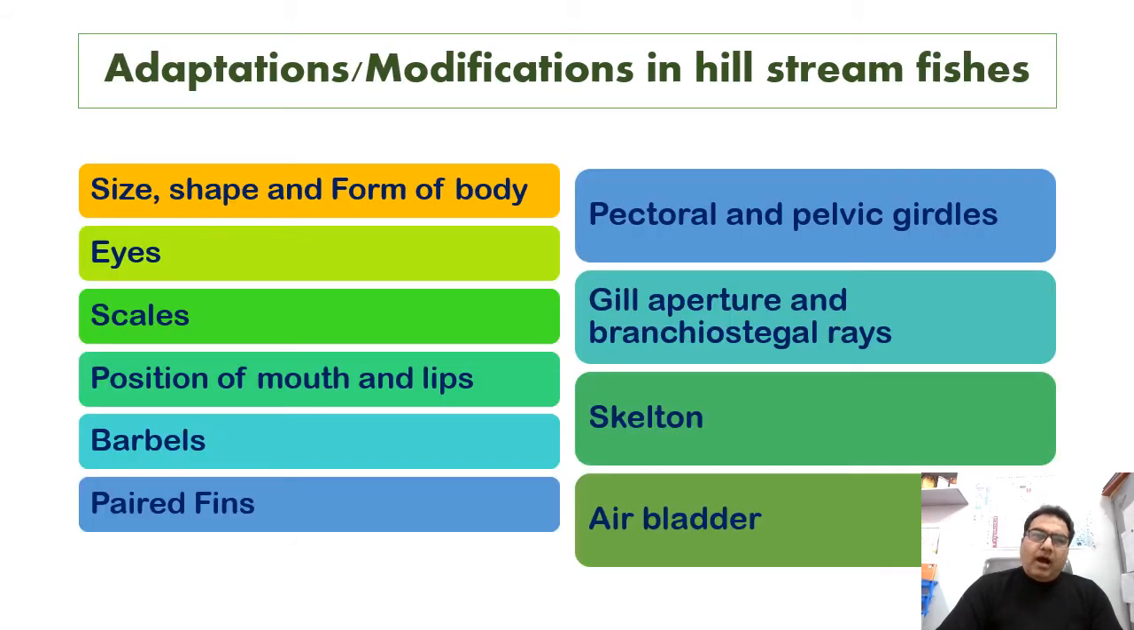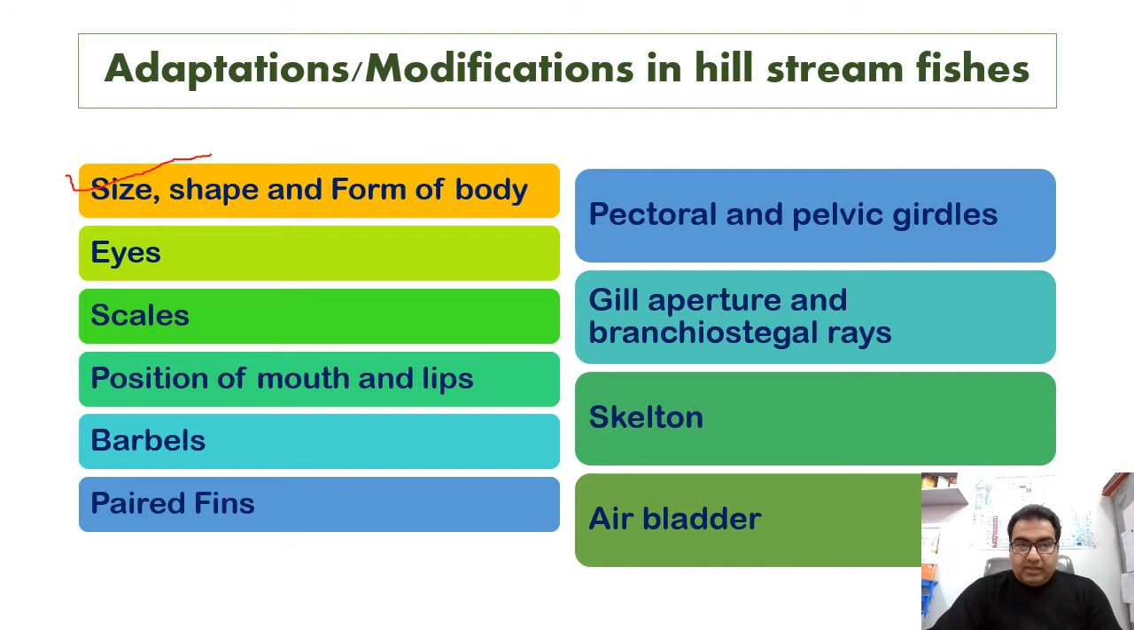Now, what kind of adaptations are seen in the case of the hill stream fishes? There are various adaptations which are seen in the case of hill stream fishes. The adaptations which we see in the form of size, shape, and body form, that is, these fishes have modified their body so that they can be suited to live in these very hill streams.